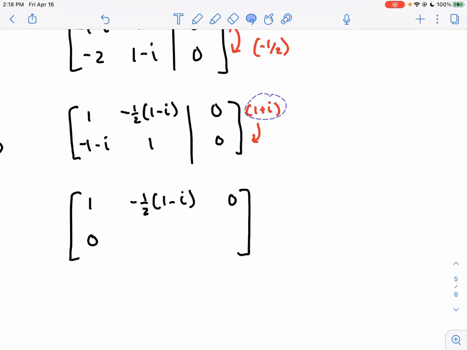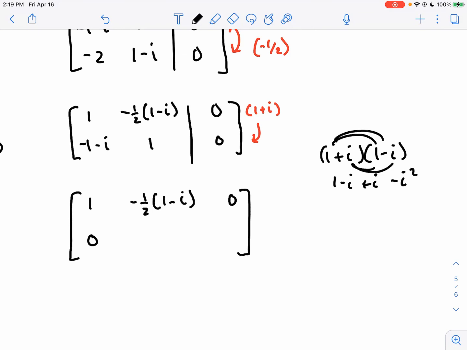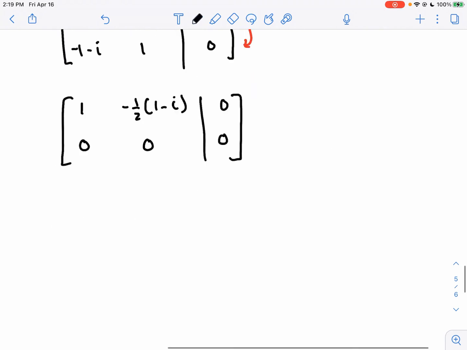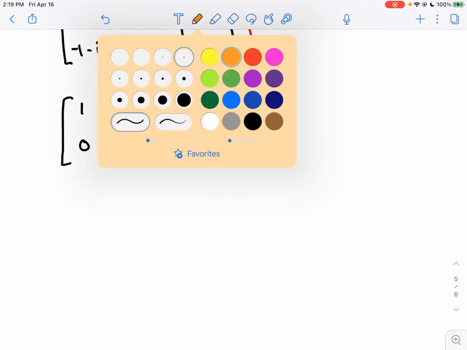Now I do 1 plus i times this term. Well, I'm going to do the 1 plus i times the 1 minus i. Let's just do that work on the side. We got 1 minus i plus i minus i squared. Well, the minus i plus i cancel. i squared is -1, so we get a 2 out of this. But then times -1/2. So we get a -1. Then add that to this one, and sure enough, we get a 0 here, and then we get a 0 in that position as well. Okay, we are now in reduced row echelon form.